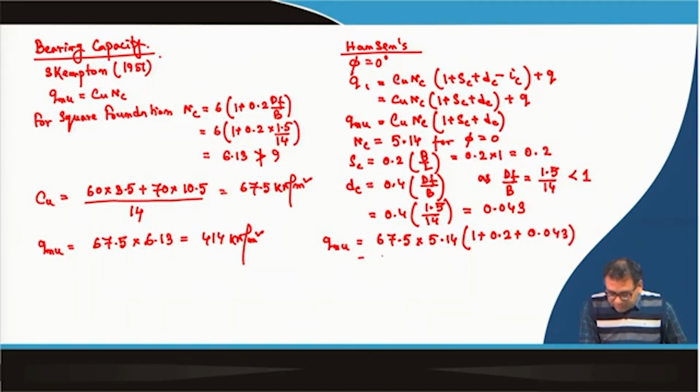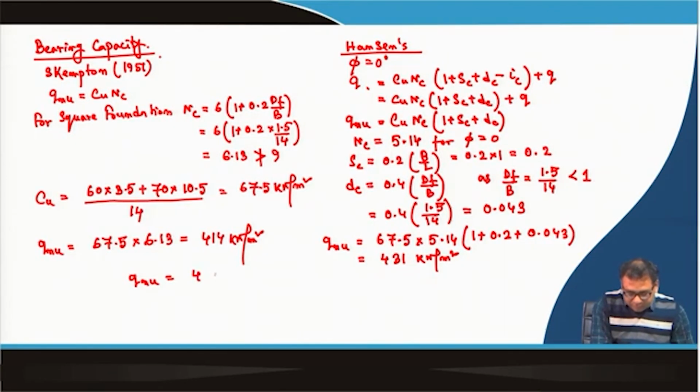So, this is 431 kilonewton per meter square. So, we have used two bearing capacity equations, one is Skempton and the other is Hansen. Skempton has given 414 kilonewton per meter square and Hansen has given 431 kilonewton per meter square. So, I am using the lower value of these two. So, that Q net ultimate that we are using is 414 kilonewton per meter square.